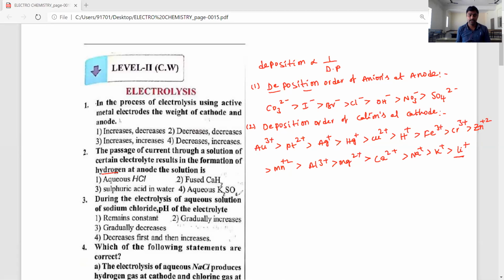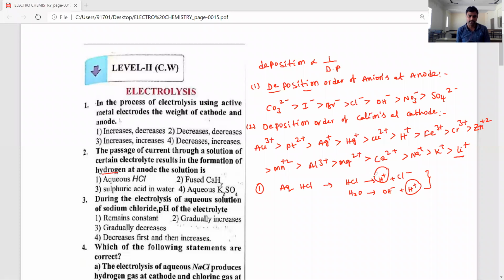Now let's see the first one, aqueous HCl. Aqueous HCl means, okay, HCl can be ionized to give H+ ions plus Cl- ions, and water will be ionized to give H+ plus OH- ions. Here the positive ion is only H+. The negative ions are Cl- and OH-.